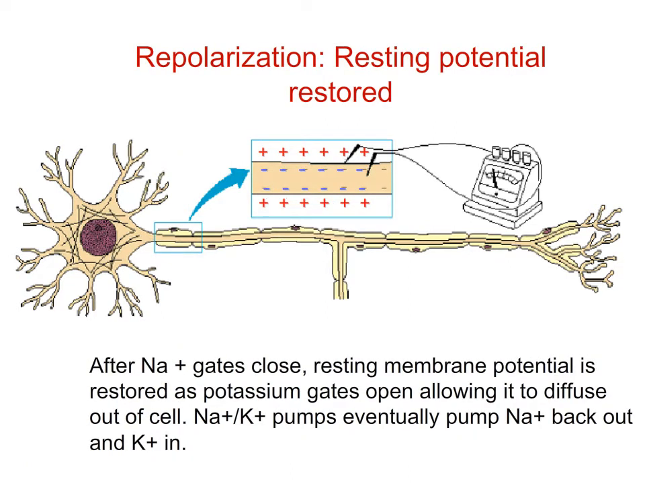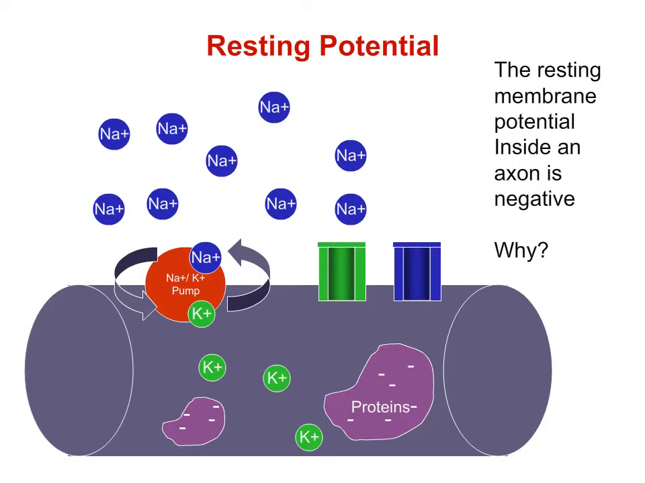Now, during repolarization, we restore the initial resting potential. That is, the axon goes from being positive back to its original negative charge. Now we're going to look at the 3 or 4 stages of an action potential or nerve impulse in greater detail. Here we're concentrating on what's happening in the axon and outside the axon. That is, what's making it negative and what's eventually going to make it positive.